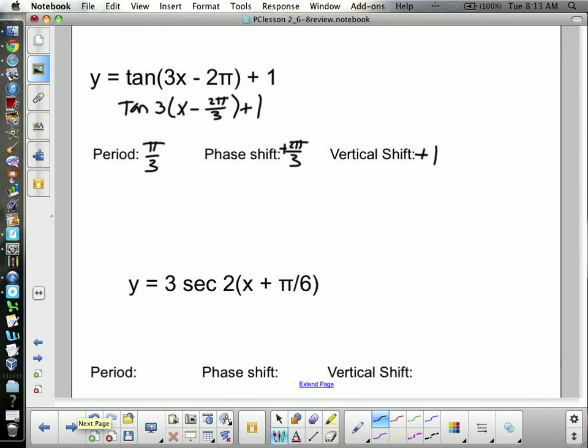I'm not asking you to graph these. I'm just identifying the parts. And you're going to get a lot of this on the quiz tomorrow, where you're not asked to graph it. You're just asked to identify what's going on with the function.